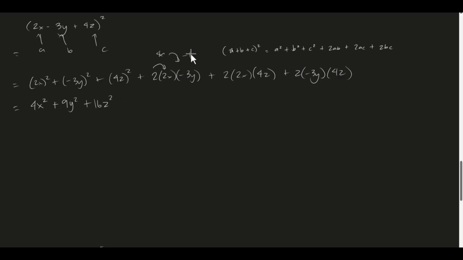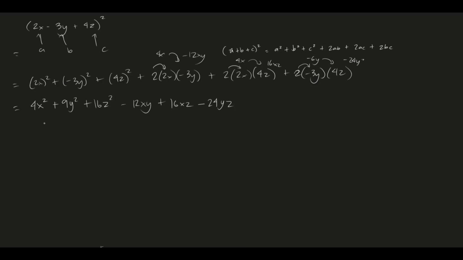We have -12xy, plus 2 times 2x is 4x, and 4x multiplied to 4z, we have 16xz, positive 16xz. So we have here 2 times -3y, so -6y, -6y multiplied to 4z, we have -24yz. So we have -24yz. And this will be your final answer.